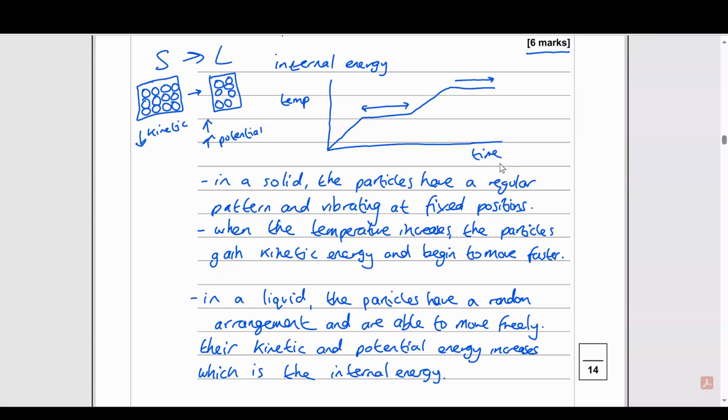So where does the change of state occur? The change of state occurs at these horizontal points on our curve. So when there is a change of state, the temperature actually remains constant. So in this case, where the ice is melting, the temperature will remain constant. So we could just throw that in the middle.